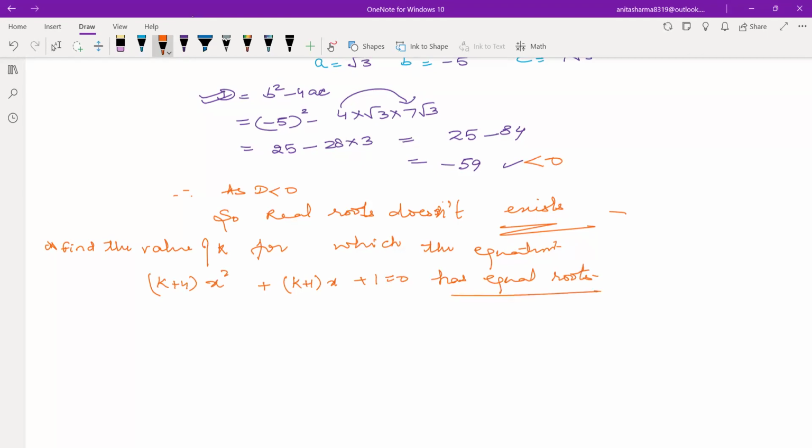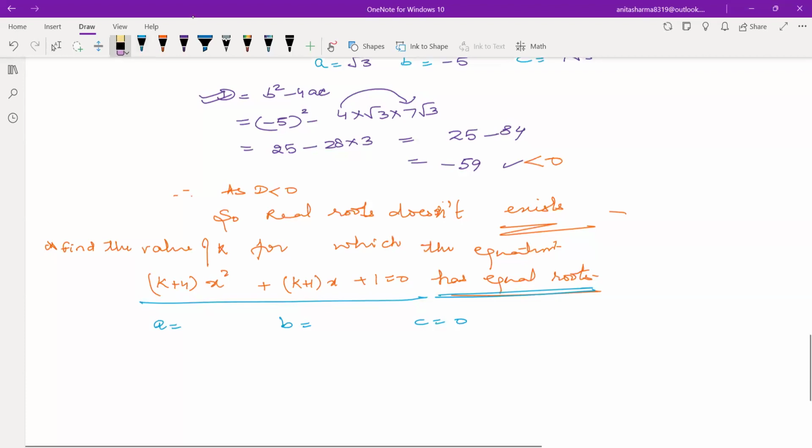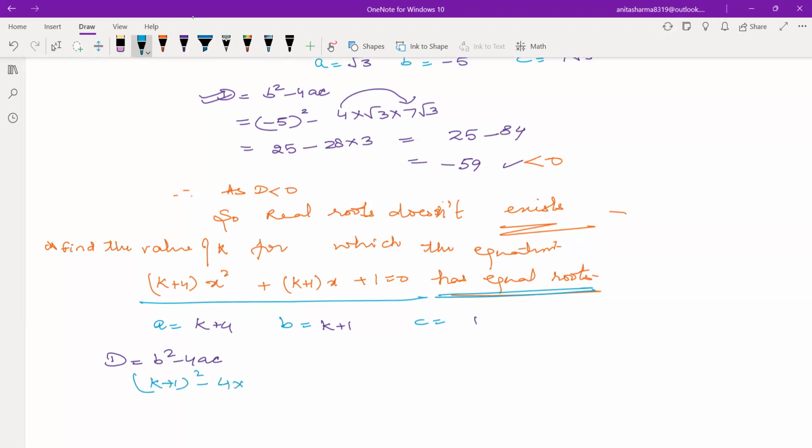So here it is given that the quadratic equation has real roots. So first of all, by comparing this, you will write the values of A, B, C. So what is the value of A, B, C? Tell me. Ma'am, A is k plus 4, B is k plus 1, and C is 1. Right. Now our next step is that we will find discriminant B square minus 4AC. So now put the values. So k plus 1 whole square minus 4 into A, A is k plus 4 and C is 1.